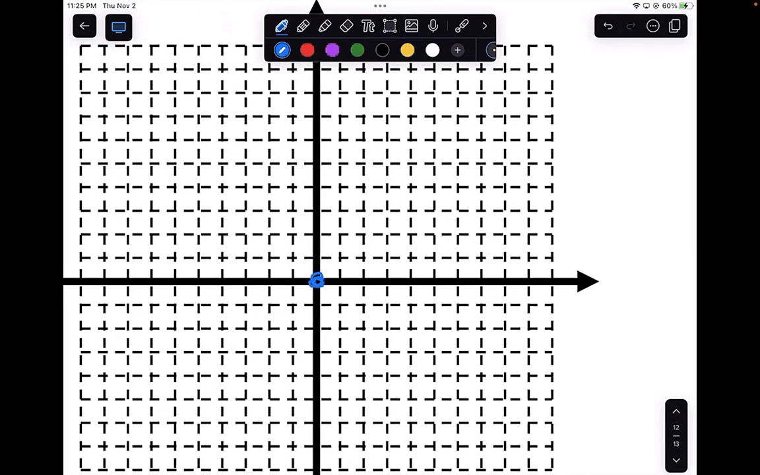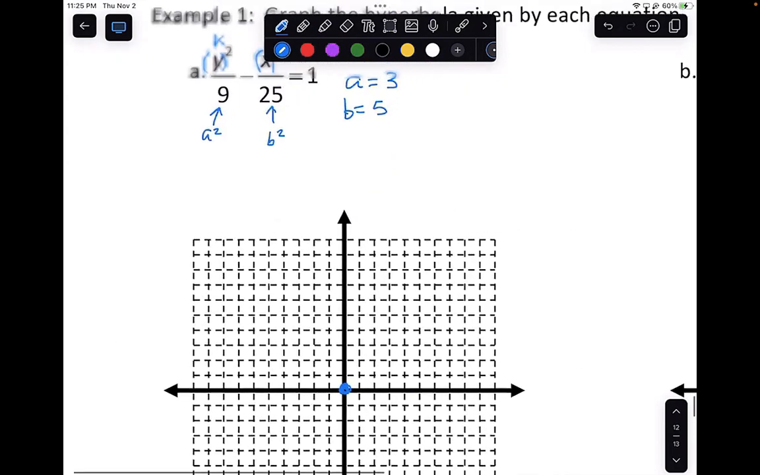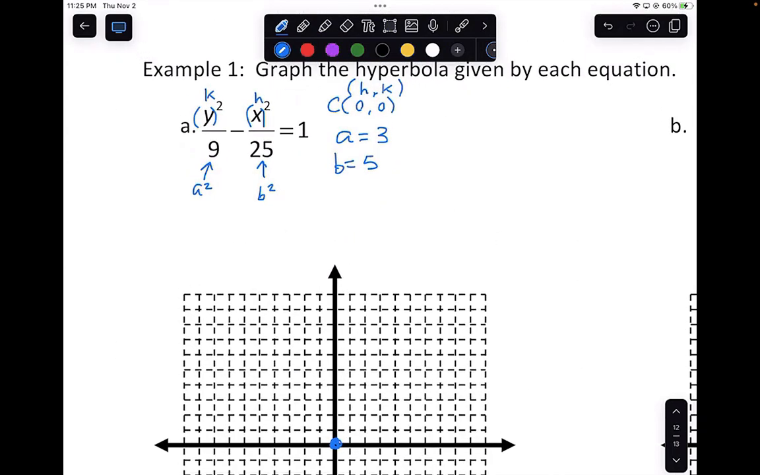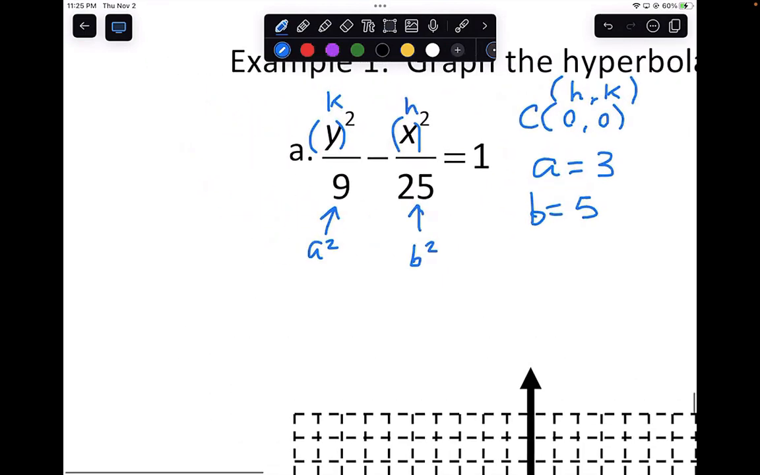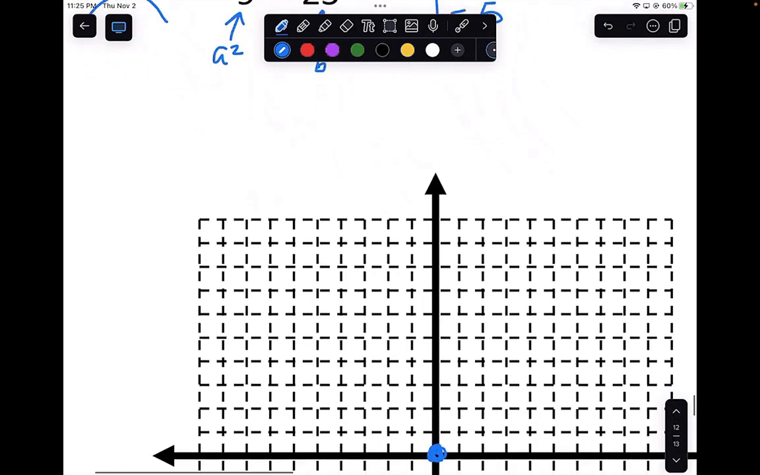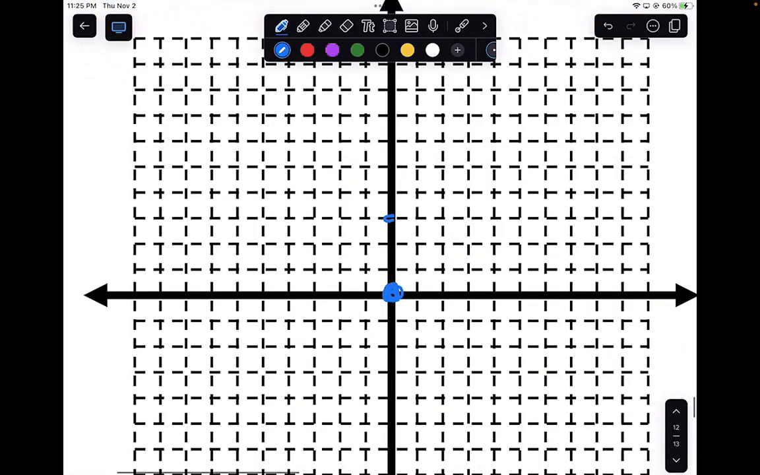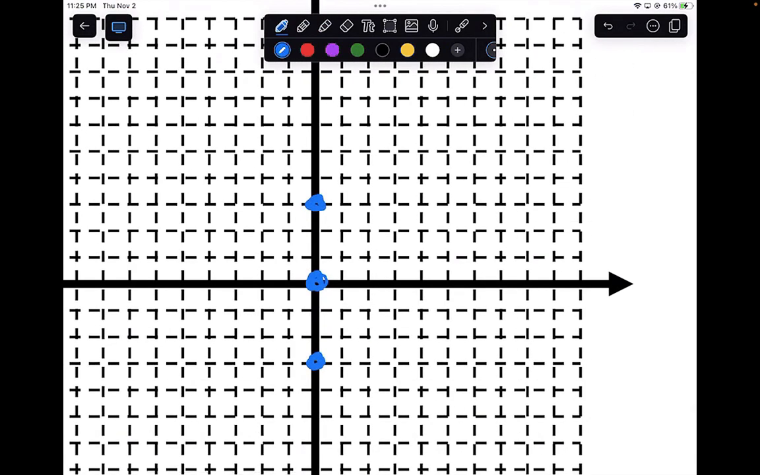We'll start out here with 0, 0. That's where the center of this is. Since Y came first, I should have hit on this earlier, this will be a vertical opening hyperbola. So this will be the second type, the one on the right-hand side. What that means is your A, which is the distance to the vertices, is going to go up and down 3. The 5 means you're going to go left and right 5.